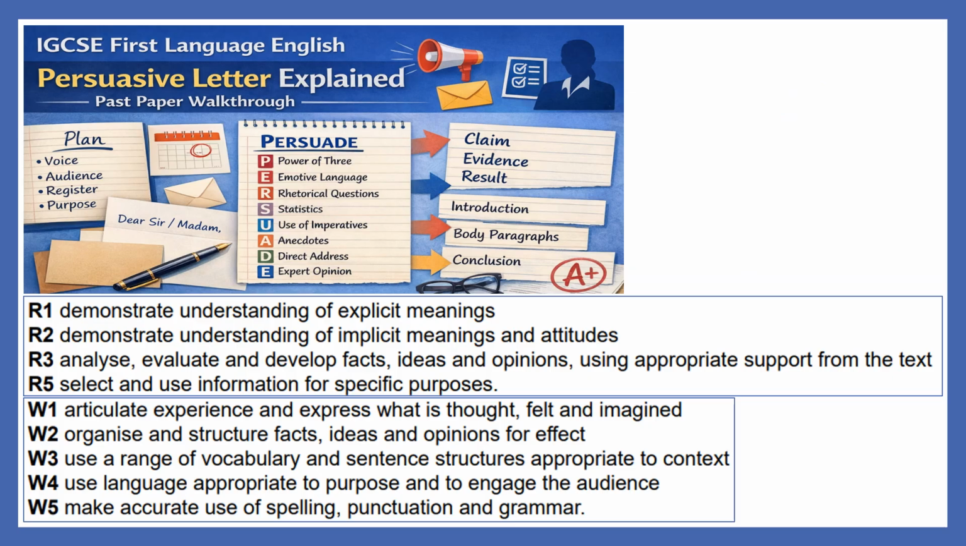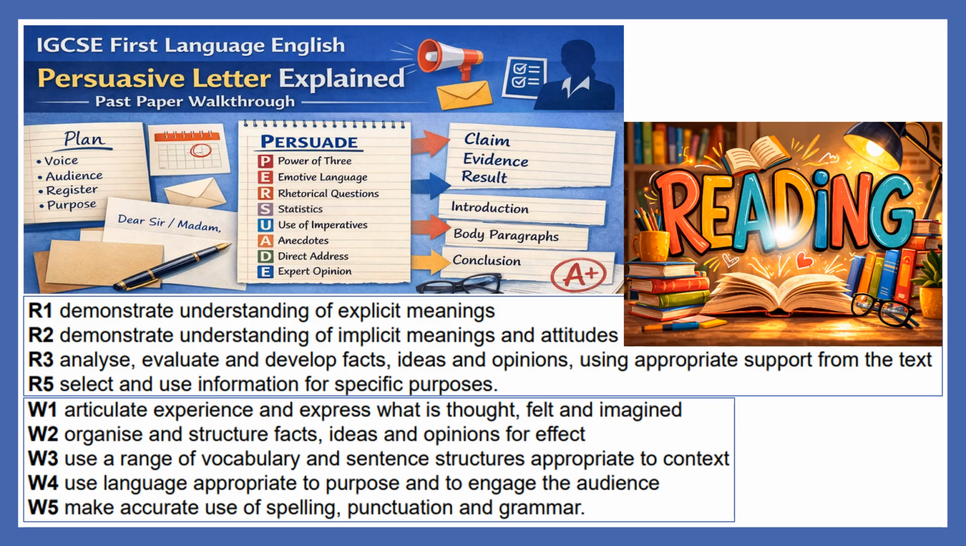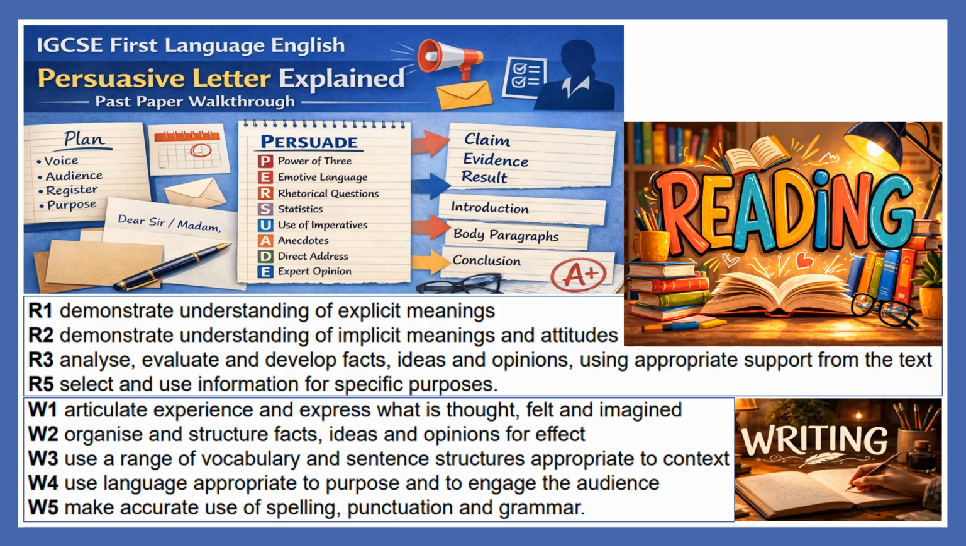This question assesses both reading and writing skills. Reading assessment objectives evaluate students' ability to understand both explicit and implicit meanings, develop ideas using appropriate textual support, and select and use information purposefully and effectively. Writing assessment objectives assess students' ability to articulate and organize ideas clearly, as well as to use vocabulary, structure, and language appropriately for a specific purpose and audience.